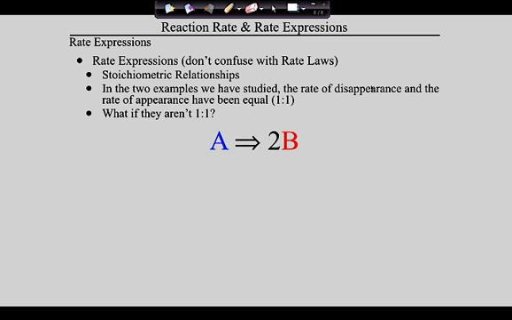What did A turn into? B. But what if A turned into 2 B's? Then what would the relationship look like? You ready? Check this out. So guys, to represent this, we're going to write a rate expression. But to write a rate expression, we need to account for the fact that B is being created twice as quickly as A is being consumed.